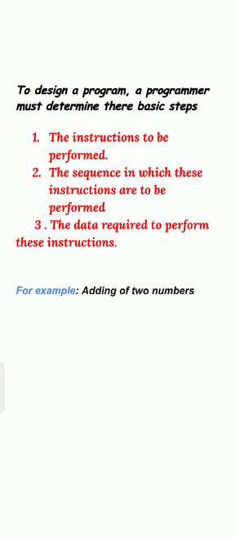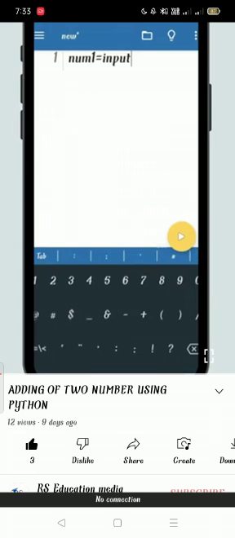To design a program, a programmer must determine three basic steps: the instruction to be performed, the sequence in which these instructions are to be performed, and the data required to perform these instructions. For example, adding of two numbers using Python.